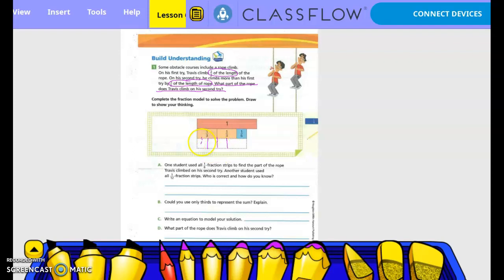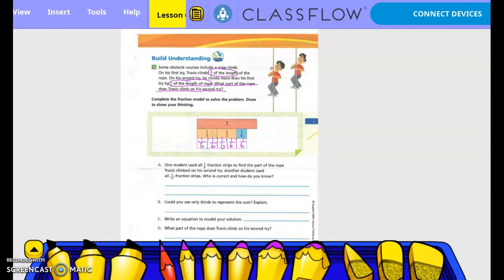So this would be 1/6. And this would be 1/6. And then this would be 1/6, right? Okay. Another student used all 1/12 fraction strips. So who is correct and how do you know? Okay, so you could use 1/12, right? Okay, you just have to break these 1/6 pieces even into two 1/12 pieces to replace them, right?